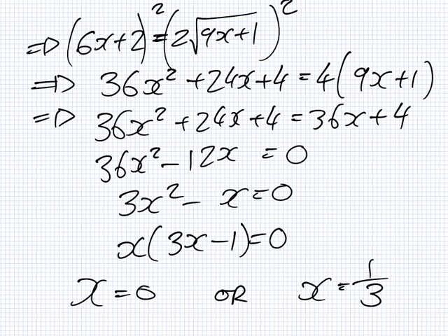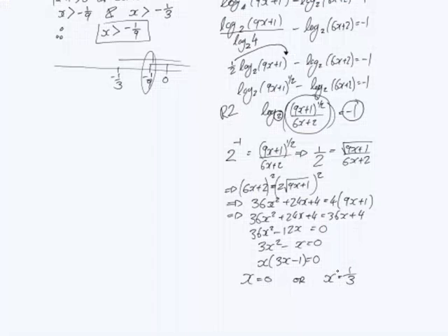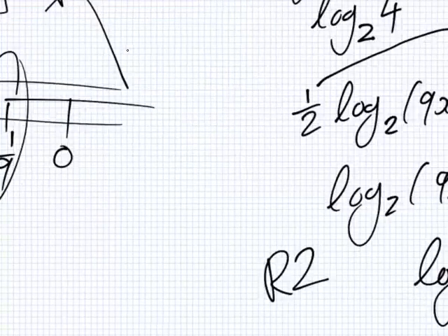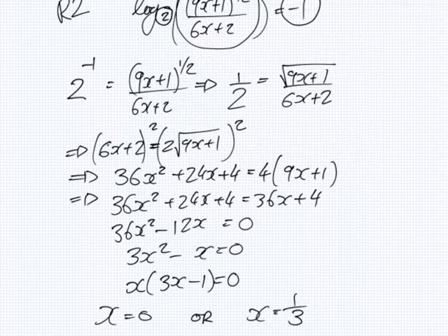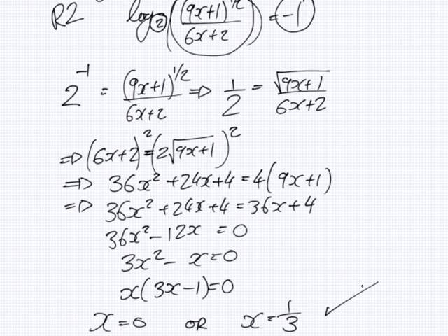Do I accept both answers? No. Yes? Yeah. Yes. Because remember, if I just zoom out, if I can see it here, I only required x to be bigger than minus 1 over 9, and both of these certainly are bigger than minus 1 over 9. So both answers we can take.